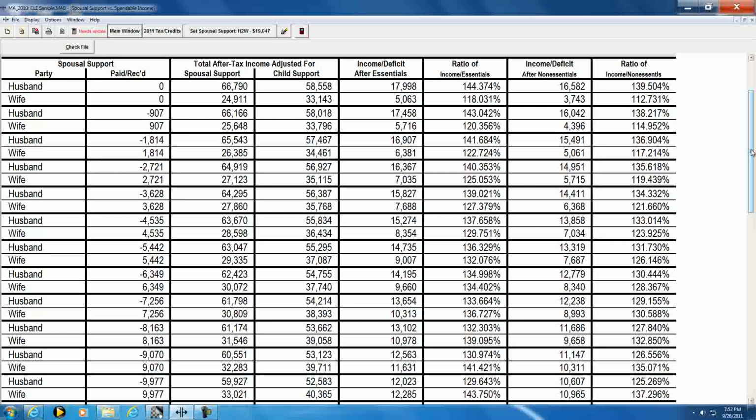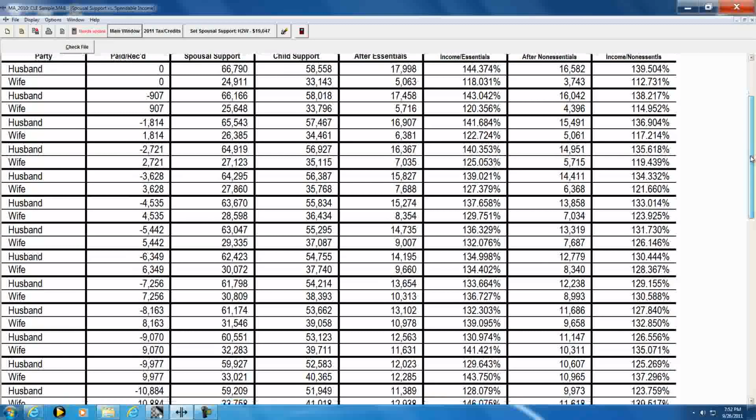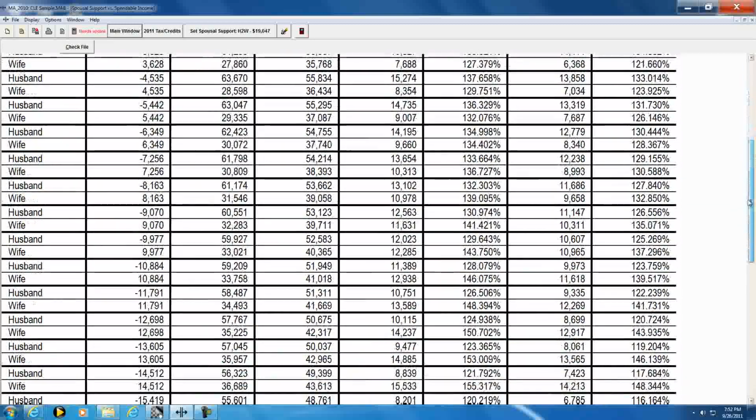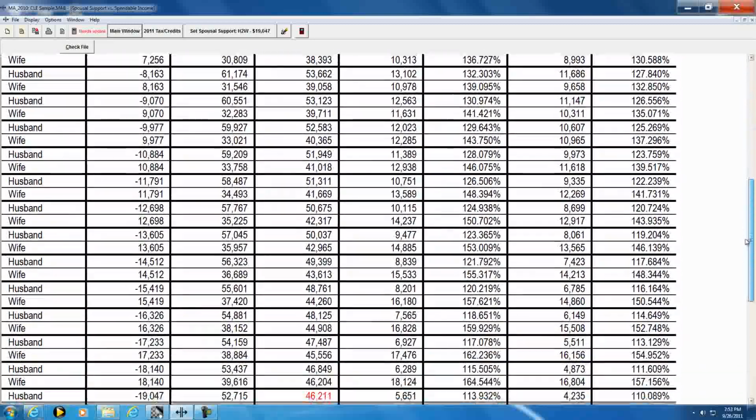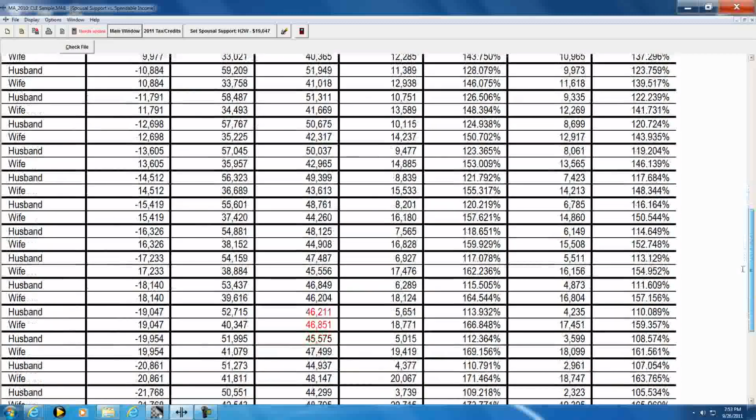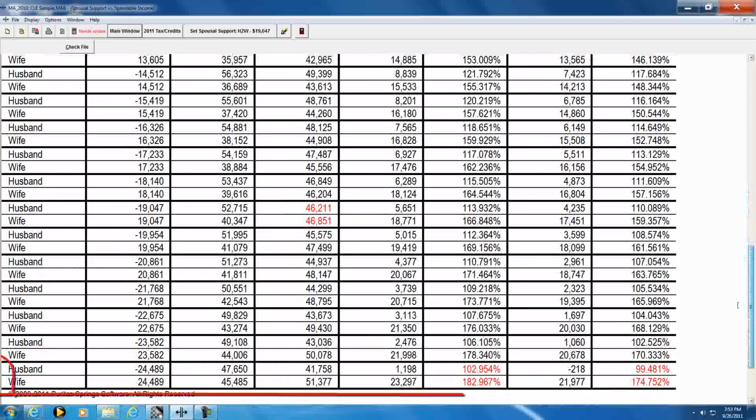In our example, we have probably what is an atypical situation where there is enough money at almost all levels for the parties to meet their expenses. Although you can see that by the time the level of spousal support would reach $24,489, the husband is just going below 100%. And if spousal support goes above that, well, you can guess where that scenario ends up.